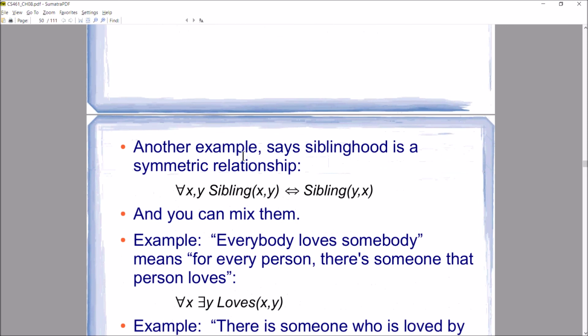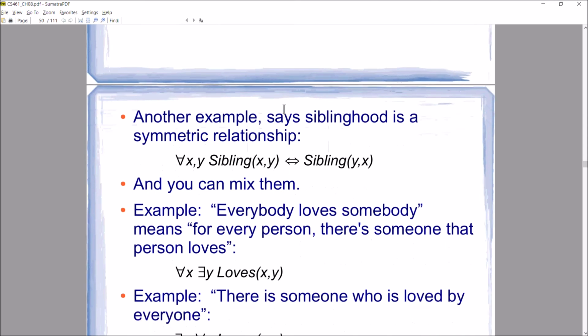Another example, you can have a symmetric relationship using a biconditional. And so you're saying for all x and for all y, x is a sibling of y if and only if y is a sibling of x.